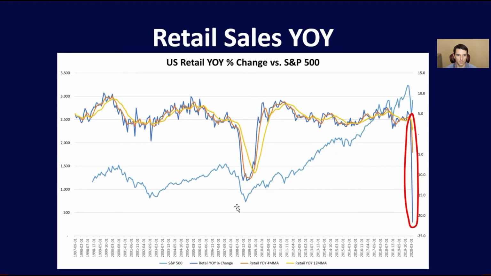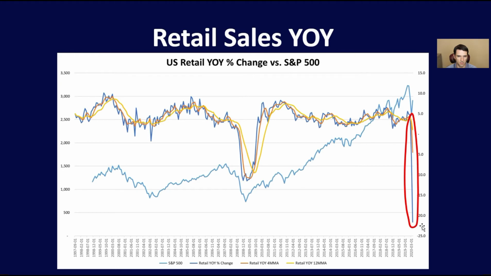And then of course retail sales. So this is the year-over-year change. So it's going to be bad for sure. But this is another graph I had to actually change the scale for. Now down below negative 20% year over year. Not sure where that's going to bottom out.